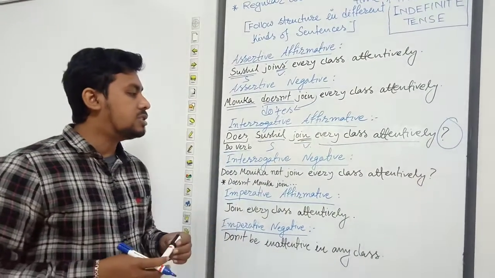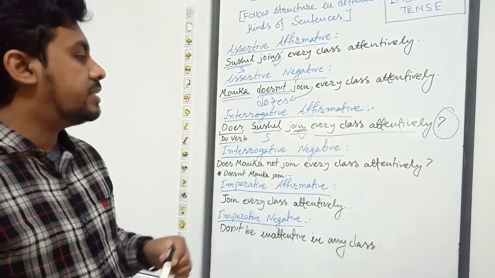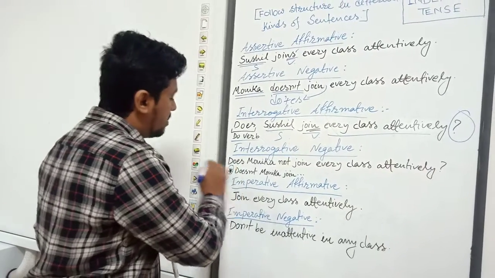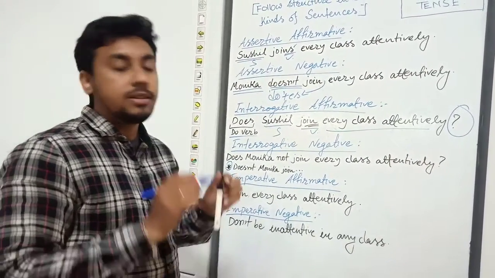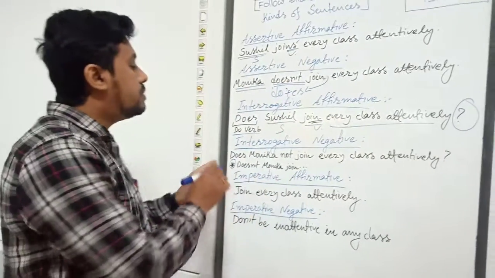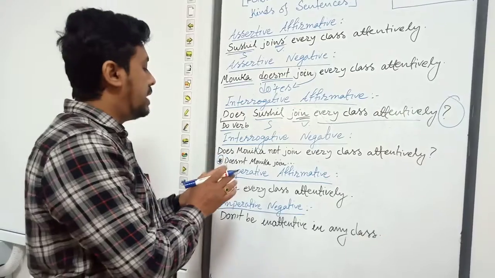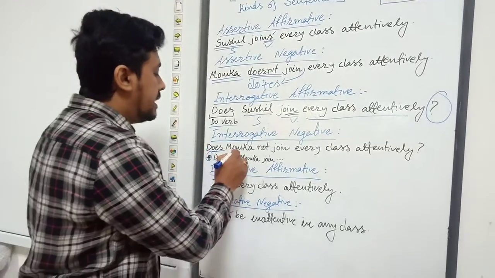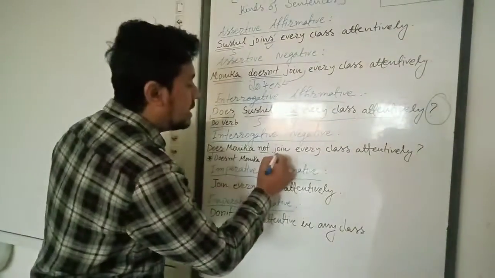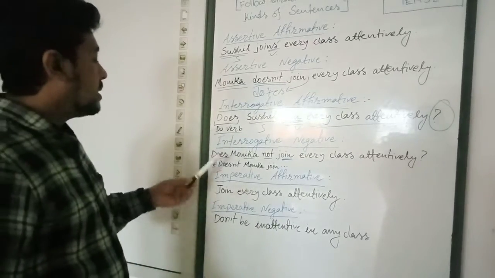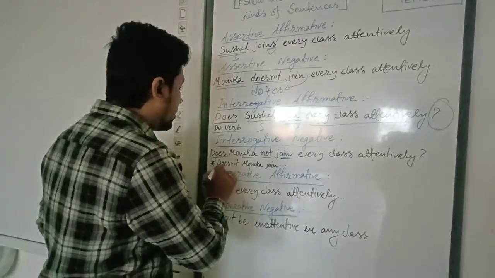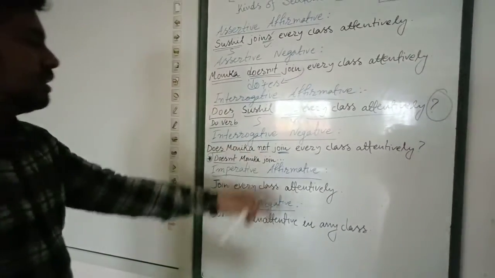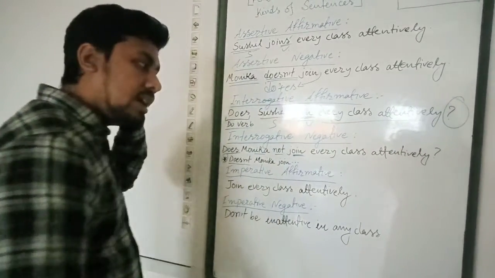Okay. Does Monica not join every class attentively? So does Monica not join? Now the next part I have written with an asterisk mark, because here I am giving the contraction. Doesn't Monica join? So we have both ways to complete it. Okay. Does Monica join? Then you have to put the auxiliary does at the first, then the subject, and the negative will come last, and then the verb will come. But if we are using the contracted form at the first, we don't need to put not after the subject. So doesn't Monica join, and the rest of the part is the same, ending with the question mark.